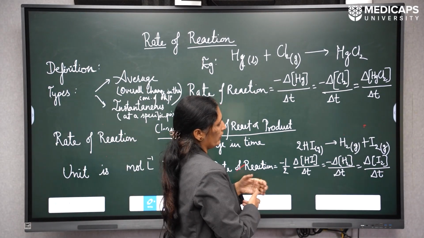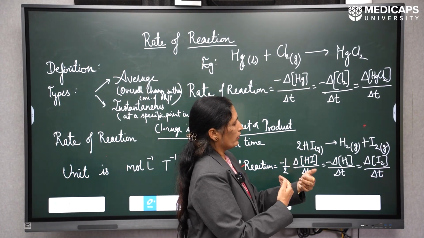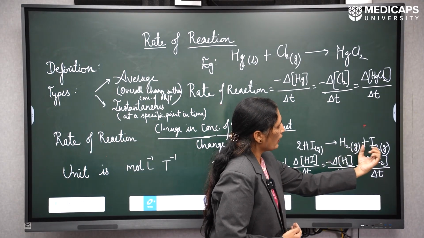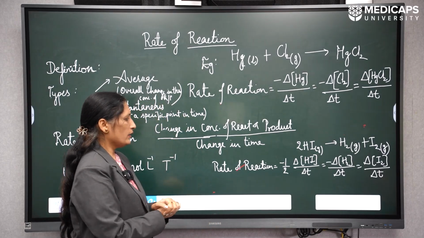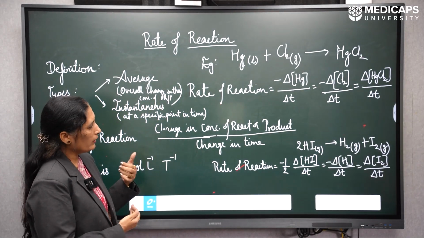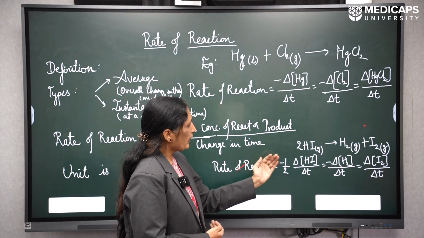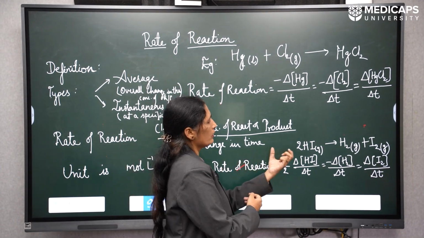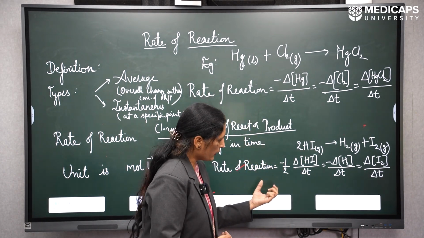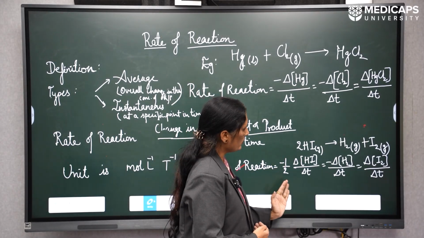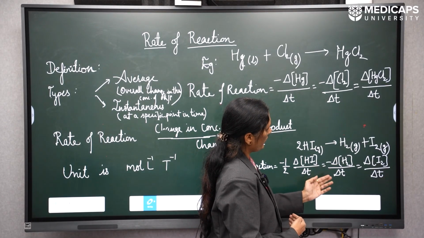Here the second example is 2HI. This is our reactant. It dissociates into the products, H2 plus I2, hydrogen plus iodine. We can see how to write the rate of reaction in terms of the formula. The rate of reaction is equal to minus half. Why minus half? Because it is a reactant and its coefficient here is 2. So we have to multiply by 1 by 2, delta HI by delta t, and it is equal to minus delta H2 upon delta t.